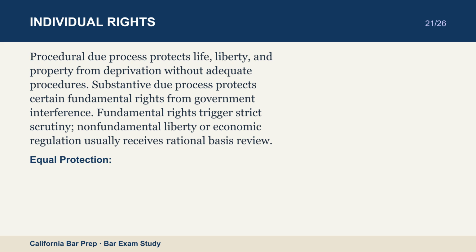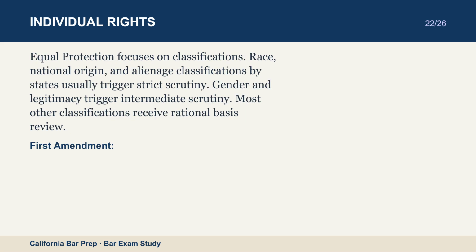Equal protection. Equal protection focuses on classifications. Race, national origin, and alienage classifications by states usually trigger strict scrutiny. Gender and legitimacy trigger intermediate scrutiny. Most other classifications receive rational basis review.